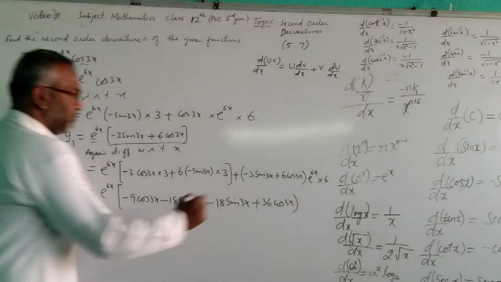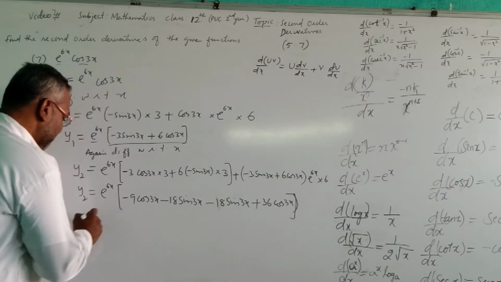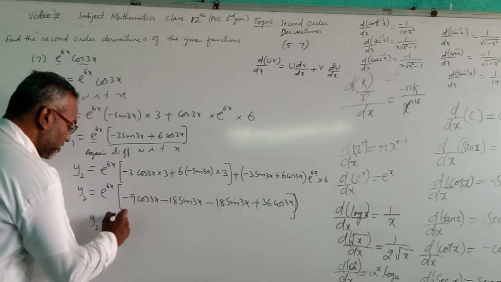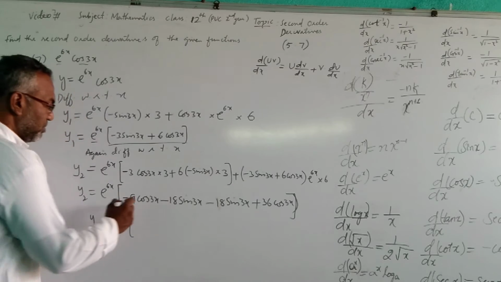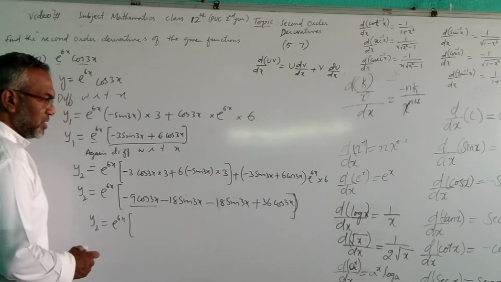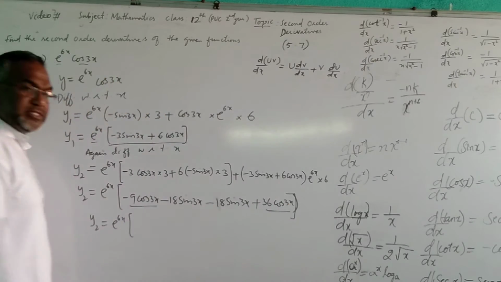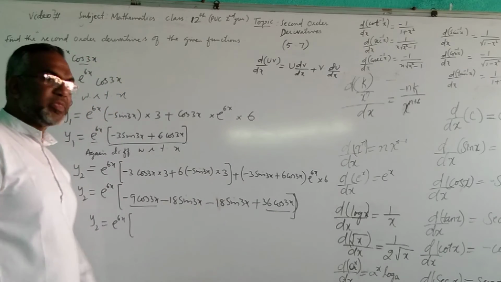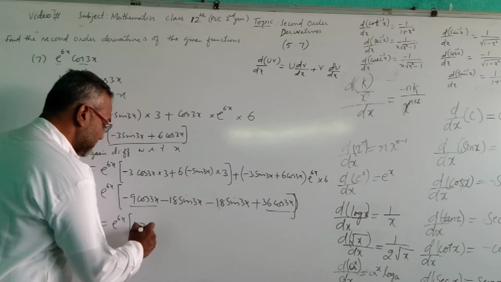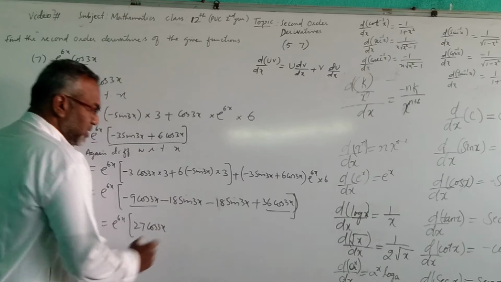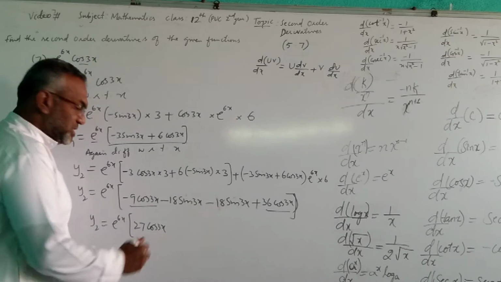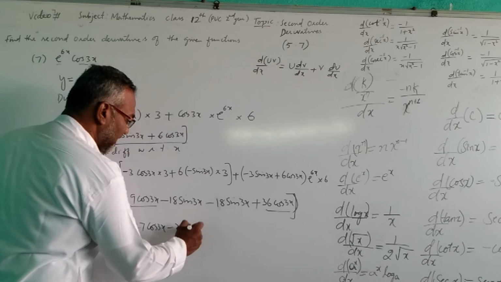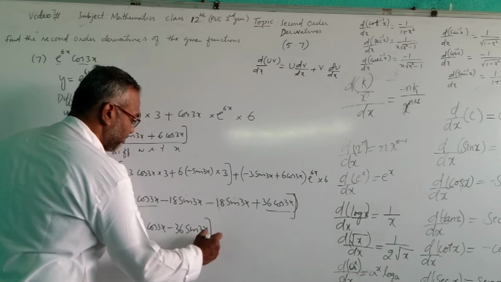Right? Now, that will become y2 is equal to e to the power of 6x into minus 9 cos 3x plus 36 sin 3x, minus 9 cos 3x plus 36 sin 3x. That will become 27 cos 3x, right? Minus 18 is minus 36 sine 3x.